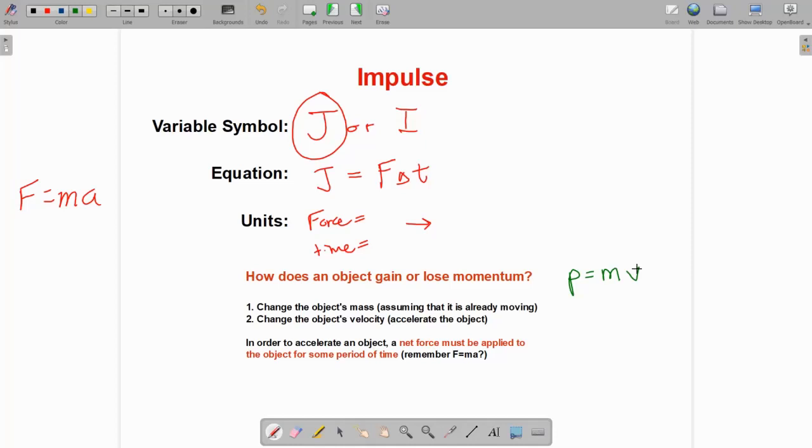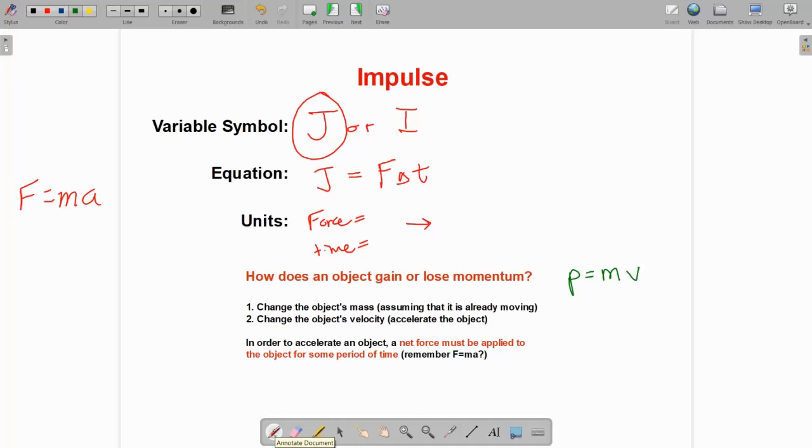I have that highlighted for a reason. Let's look at the equation for impulse. Impulse, J, is equal to force times time. This is specifically a force applied to an object for some period of time, and this is the time that the force was applied for. Let's go back and read that again: a net force must be applied to the object for some period of time. That is another way to say that an impulse must be imparted on that object. So an impulse causes change in momentum. That is super important: impulse causes change in momentum.